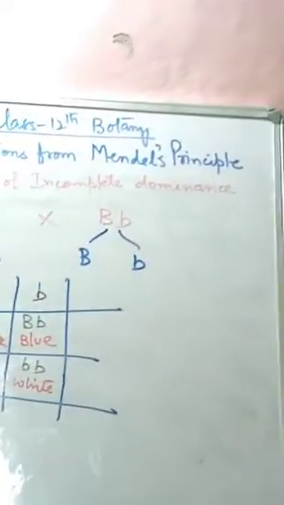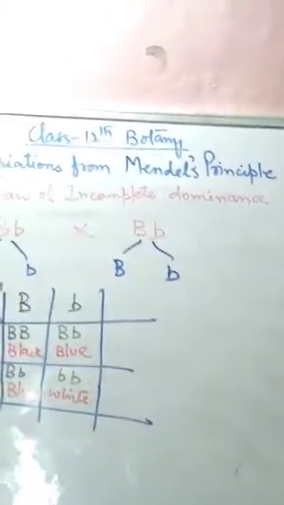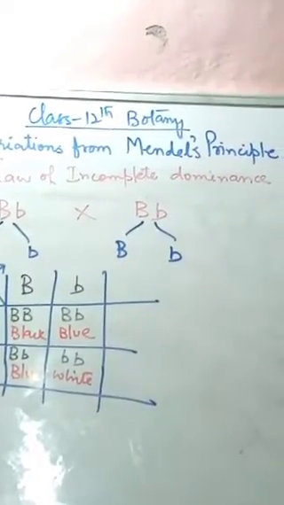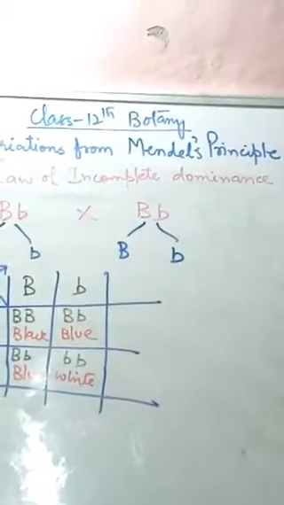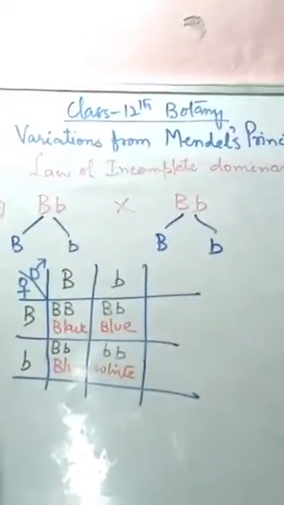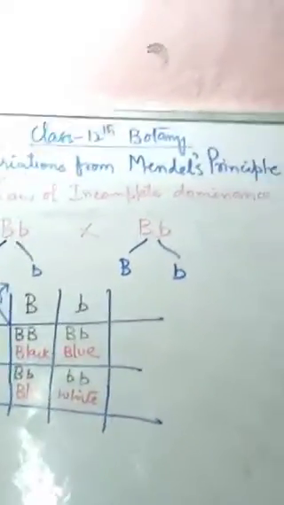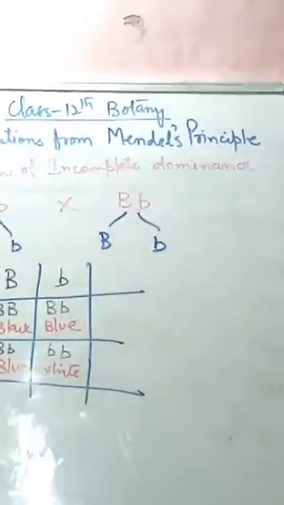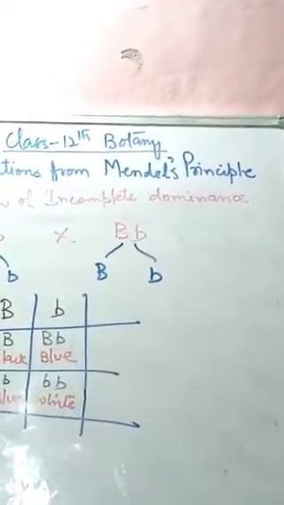Now what will be the phenotypic ratio? Again it will be 1:2:1, as in the case of Mendelism, where we have 3:1. And the genotypic ratio is also 1:2:1. So both the phenotypic ratio and the genotypic ratio are the same in this law of incomplete dominance.